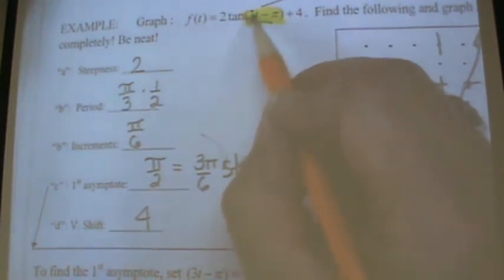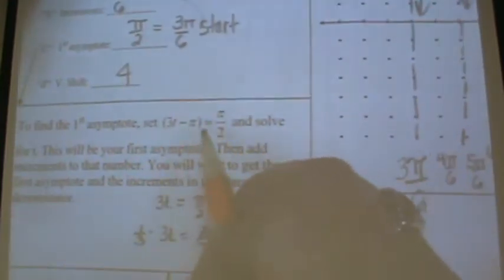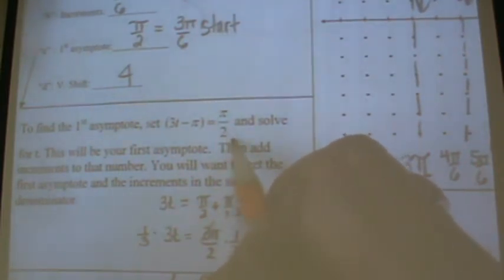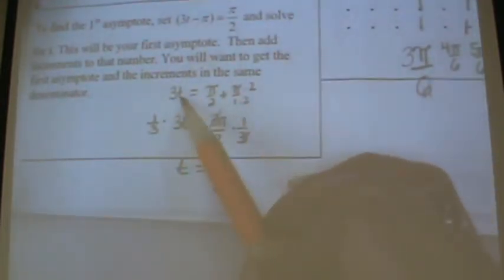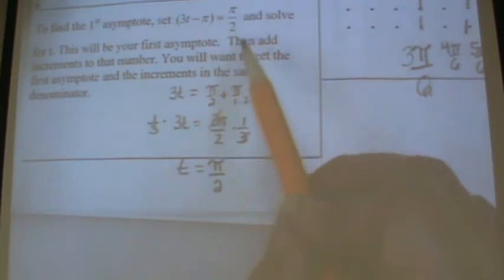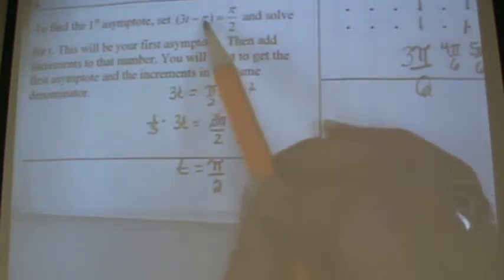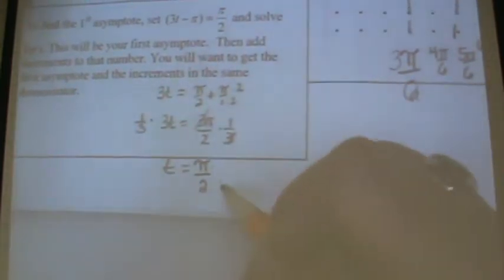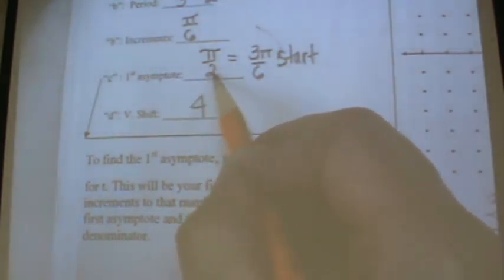You're going to take 3t minus pi, and you're going to set it equal to pi over 2 to find your start position. Your start position is your first asymptote. So how did I do this? I did 3t minus pi equals pi over 2. I added this pi over here, and I divided by 3. So t is pi over 2. That's your first asymptote. Pi over 2 is where you're going to start.